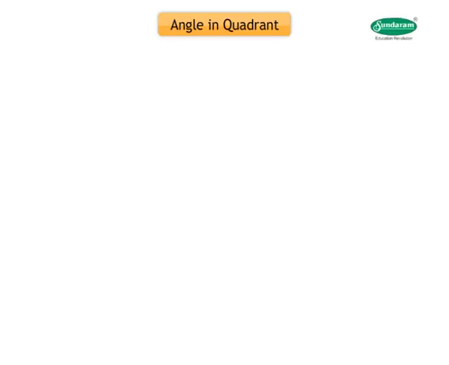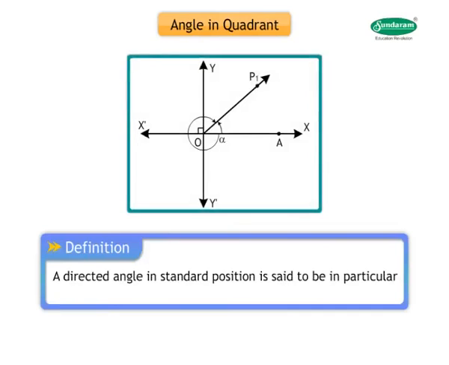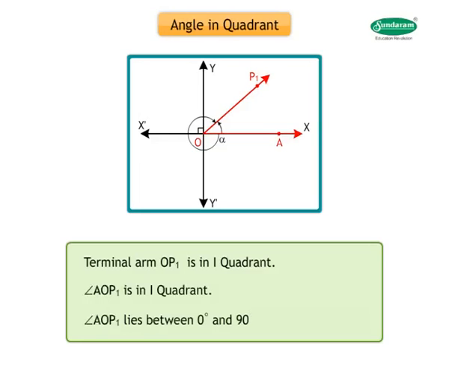Let's understand what is meant by angle in quadrant. A directed angle in standard position is said to be in particular quadrant if its terminal arm lies in that quadrant. In this figure, the terminal arm OP1 is in the first quadrant. We say that angle AOP1 is in first quadrant. Here, the angle AOP1 lies between 0 degrees and 90 degrees or minus 360 degrees and minus 270 degrees.